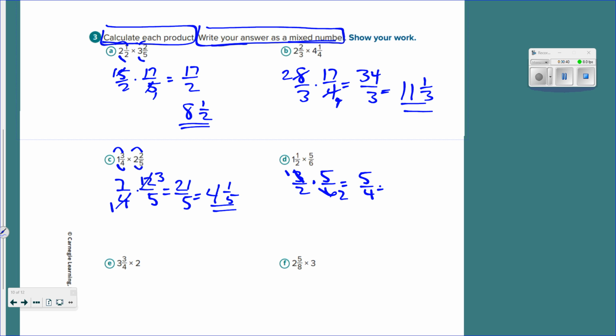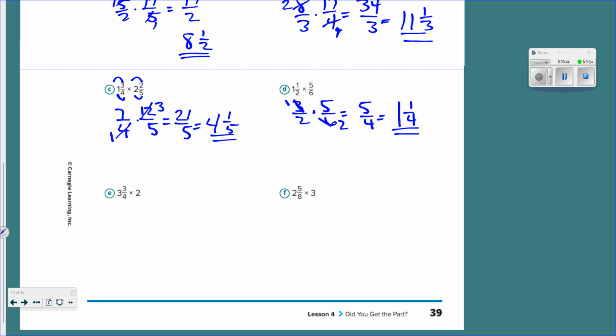4 times 3 is 12, plus 3 is 15. Whole numbers. Again, if you have a whole number, you have to put it over 1. In order to multiply fractions, both numbers have to be fractions or improper fractions. And now I have a 2 and a 4. I can divide both those by 2. That gives me 15 over 2, or 7 and 1/2.